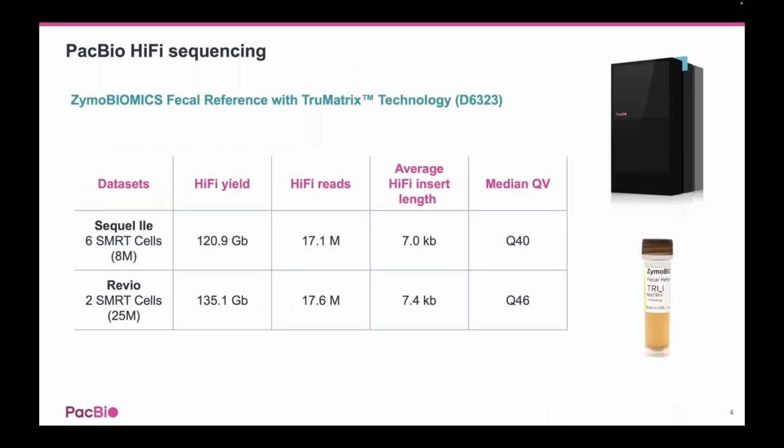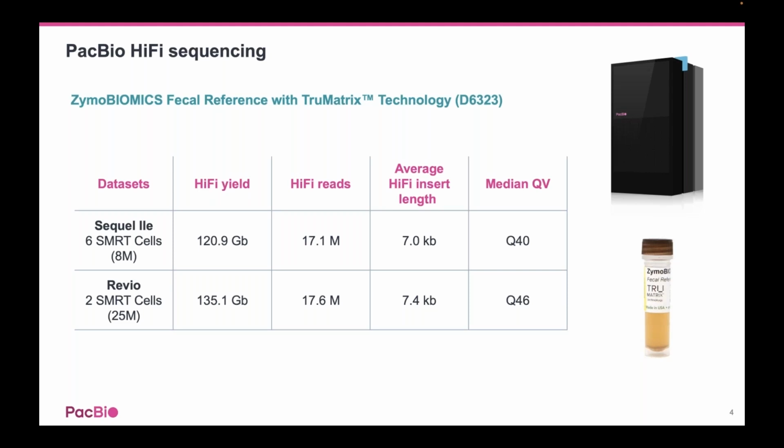So let's talk about some of the data sets we've generated for this sample. And so we have two distinct HiFi data sets. The first was a deep sequencing experiment that we ran on our Sequel IIe system. It involves sequencing 6 8M SMRT cells, which yielded about 121 gigabases of total data. This comes from about 17 million HiFi reads with an average length of about 7 kb and a median QV score of 40. And that represents 99.99% accuracy.